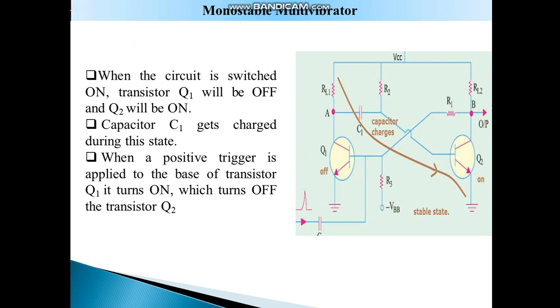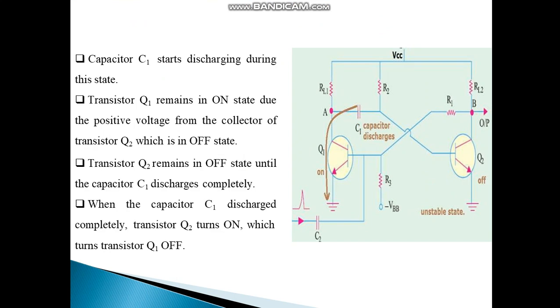Monostable multivibrator operation. When the circuit is switched on, transistor Q1 will be off and Q2 will be on. The capacitor C1 gets charged during this state. When the positive trigger is applied to the base of the transistor, Q1 is turned on, which turns off the transistor Q2. Capacitor C1 starts discharging during this state.